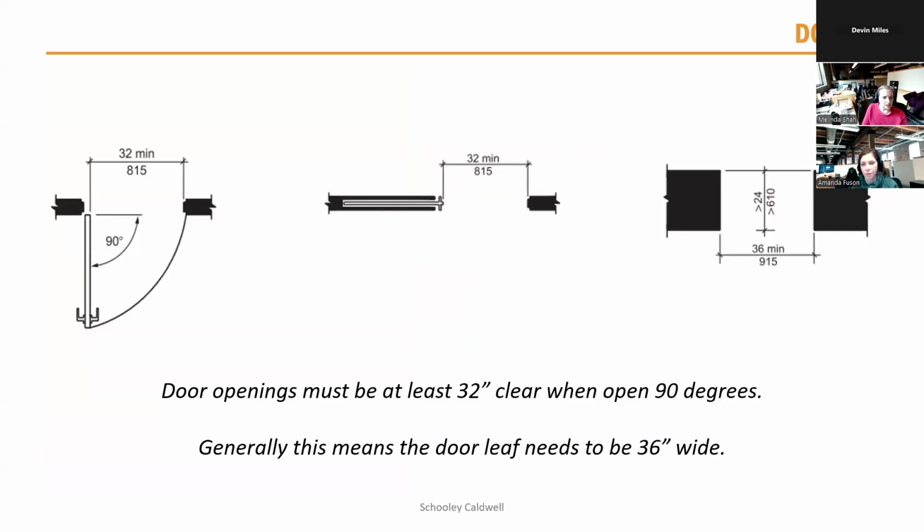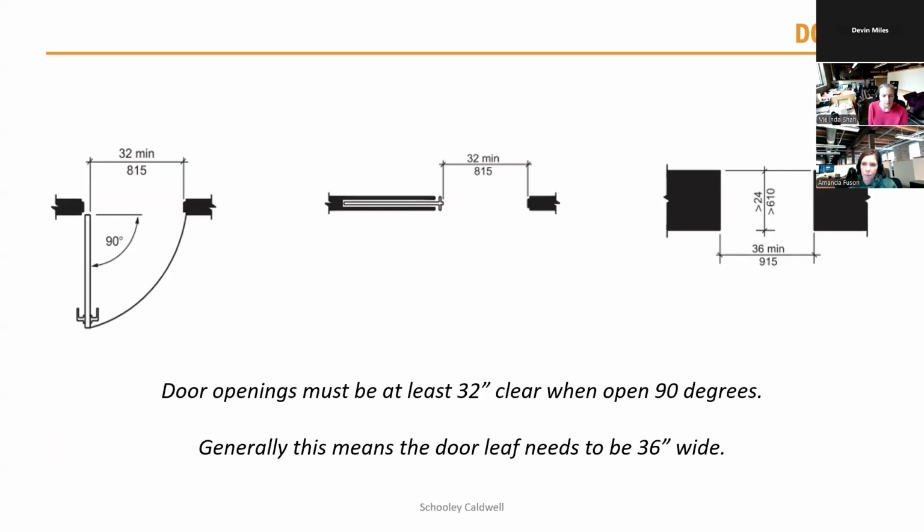So looking at removing other barriers. Door openings must be at least 32 inches clear when open 90 degrees. As architects, that often means we assume all doors need to be 36 inches wide. The door leaf needs to be 36 inches wide because that gives us a little wiggle room. But really what the 32 inches clear means is you need 32 inches between the face of the door when it is standing open 90 degrees and the inner stop of the jamb on the opposite side of the door.